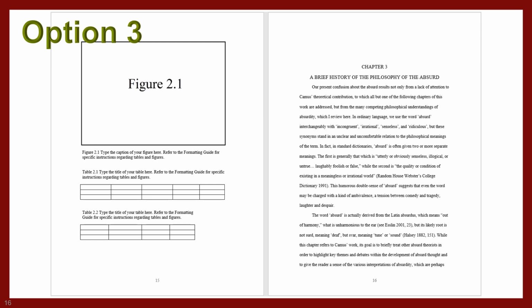As far as the formatting process is concerned, option 3 is the easiest since you don't have to worry about arranging text around the tables or figures. Just place them in sequence at the end of the chapter.